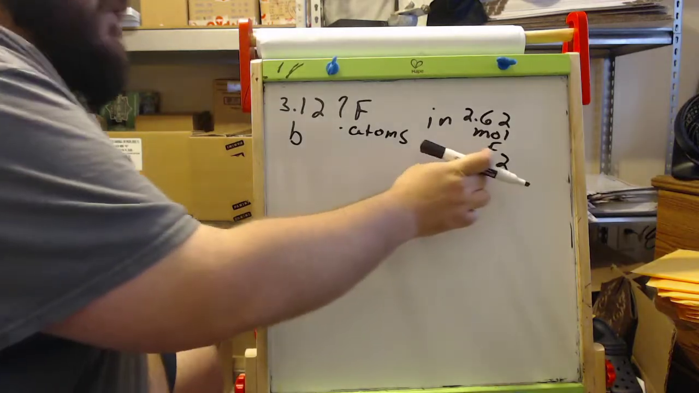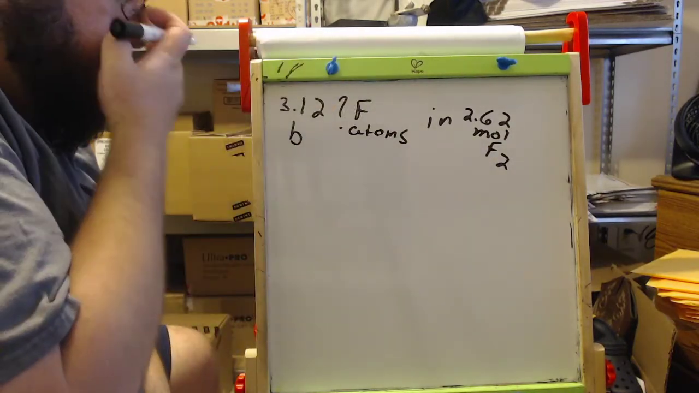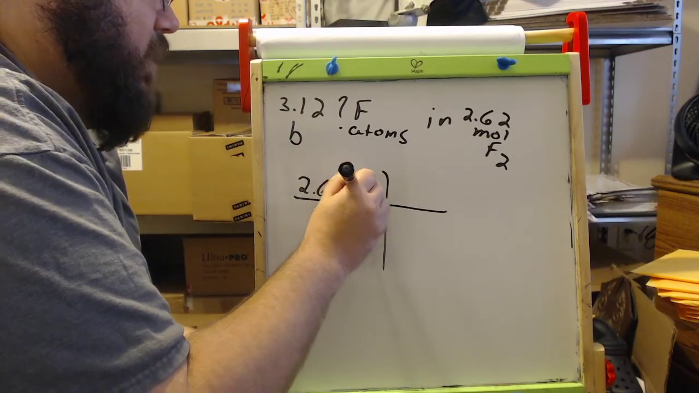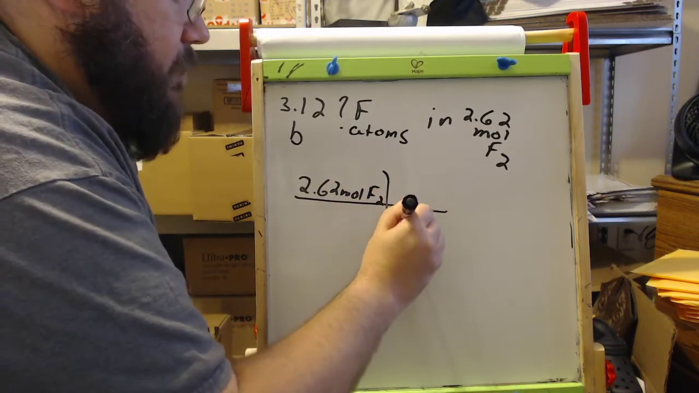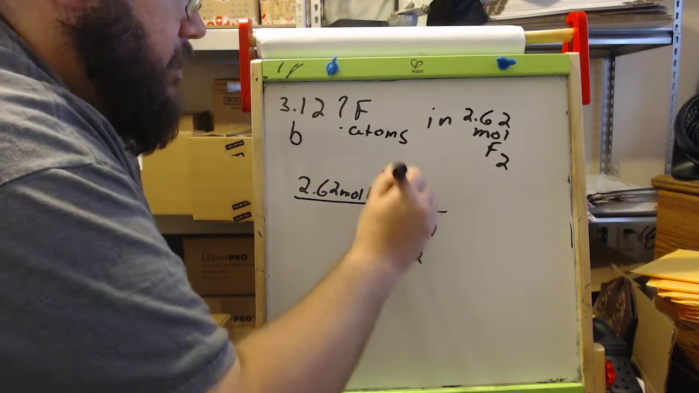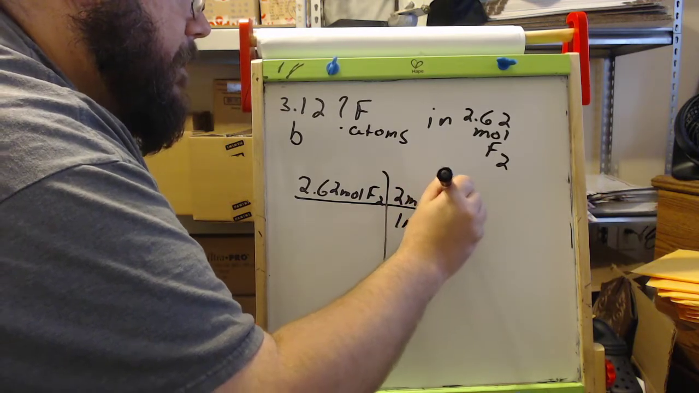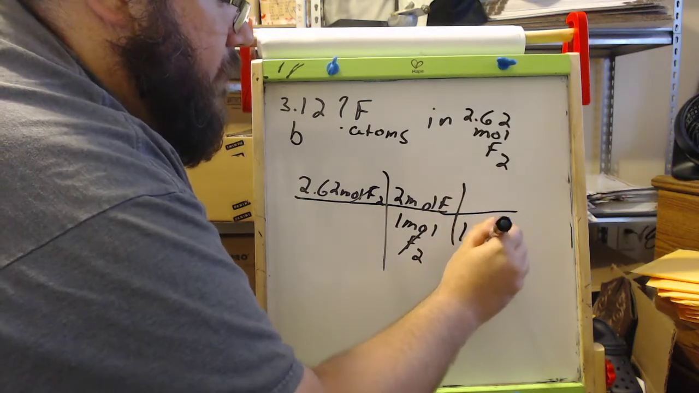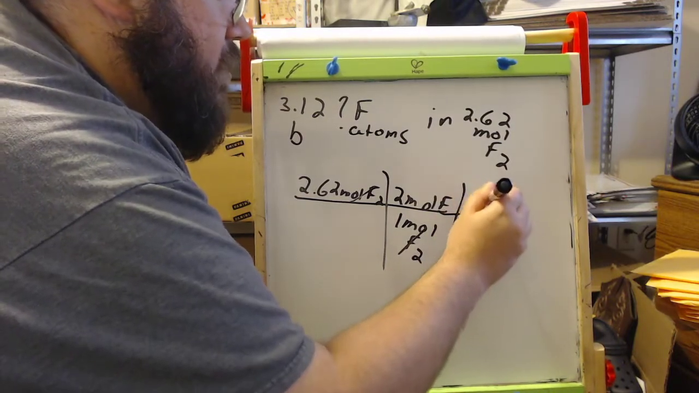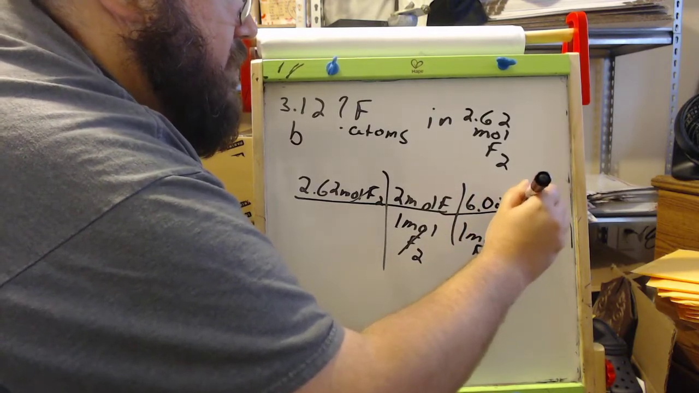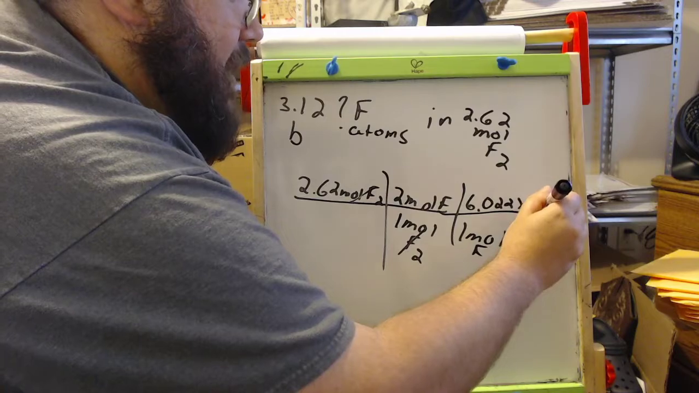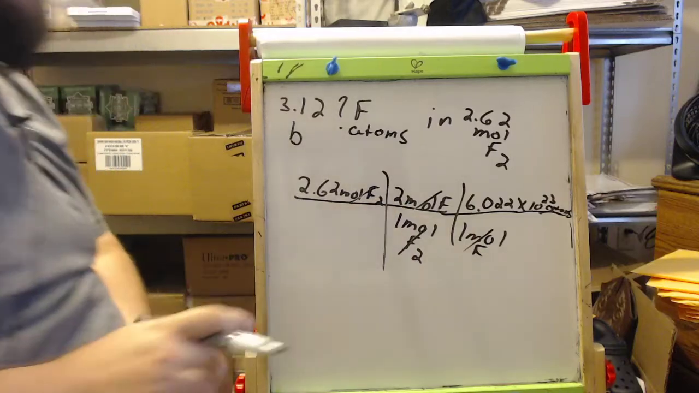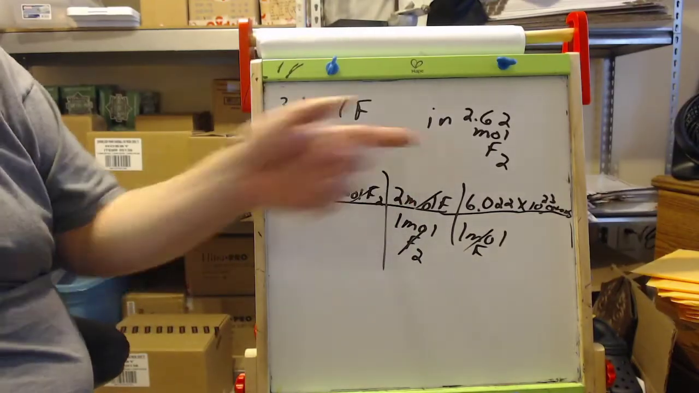All right, so I've got to get F2 moles to F. So starting with 2.62 moles of F2. For every 1 mole of F2, there's 2 moles of F. So now we're in fluorine, what we need. And for every 1 mole of F, there's 6.022 times 10 to the 23rd atoms of F. So it'd be 2.62 times 2 times Avogadro's number.